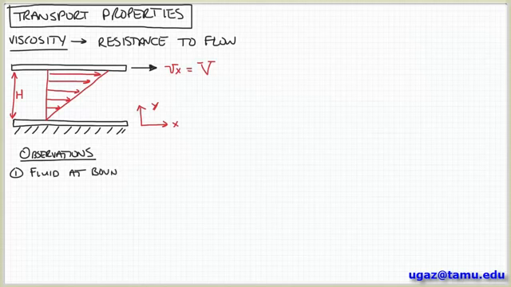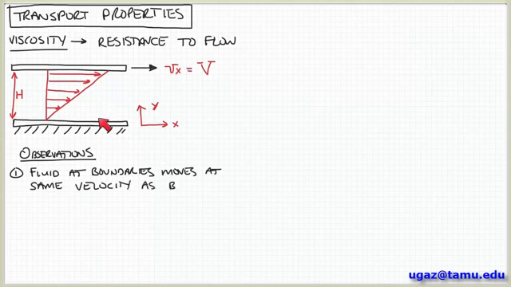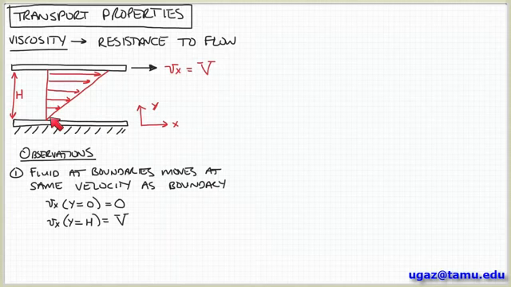The first observation is that the fluid at the two boundaries, at the upper and lower plates, moves at the same velocity as the boundaries. For example, at the lower plate, which is stationary, the velocity of that plate is 0. So it makes sense that the velocity of the fluid immediately adjacent to that plate would also be 0. Similarly, at the top, this plate is being pulled so that it's moving in the x direction at a velocity V. So the fluid that's immediately in contact with that plate is probably also moving with that same velocity.